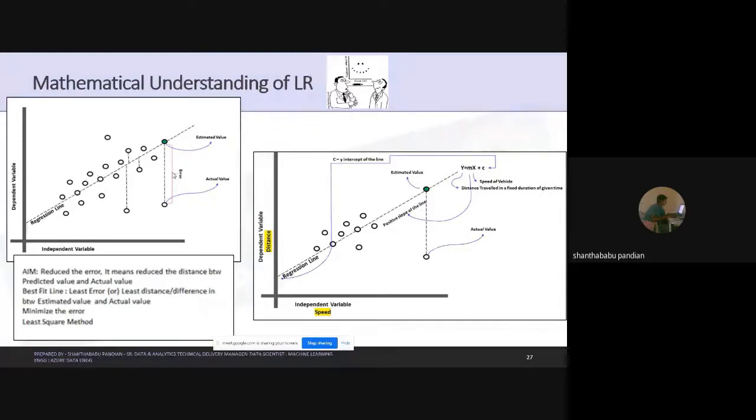I'll show that demo. Don't worry. Okay. So if you have n number of variables, what will happen? Each and every variable may or may not impact the other variables. So because of that, your error might be huge. So selecting those features is also very important.